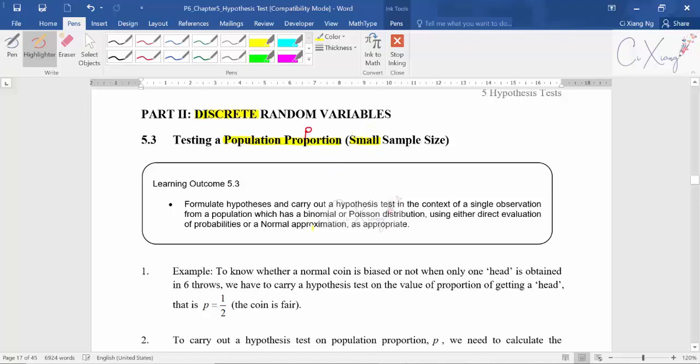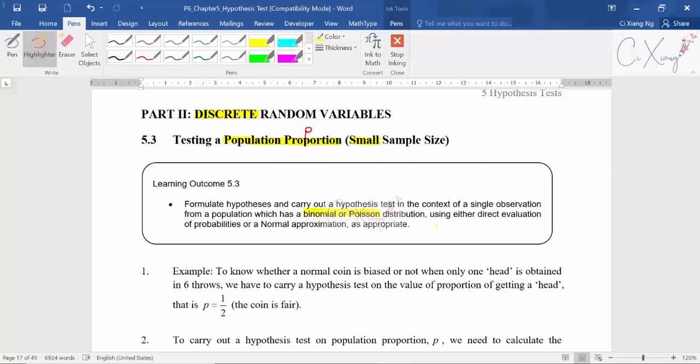So what's the learning outcome for this part? They want you to formulate a hypothesis and carry out a hypothesis test in the context of a single observation for a population where a binomial or Poisson distribution is being used. For now, for this population proportion, we are going to use the binomial to test it.